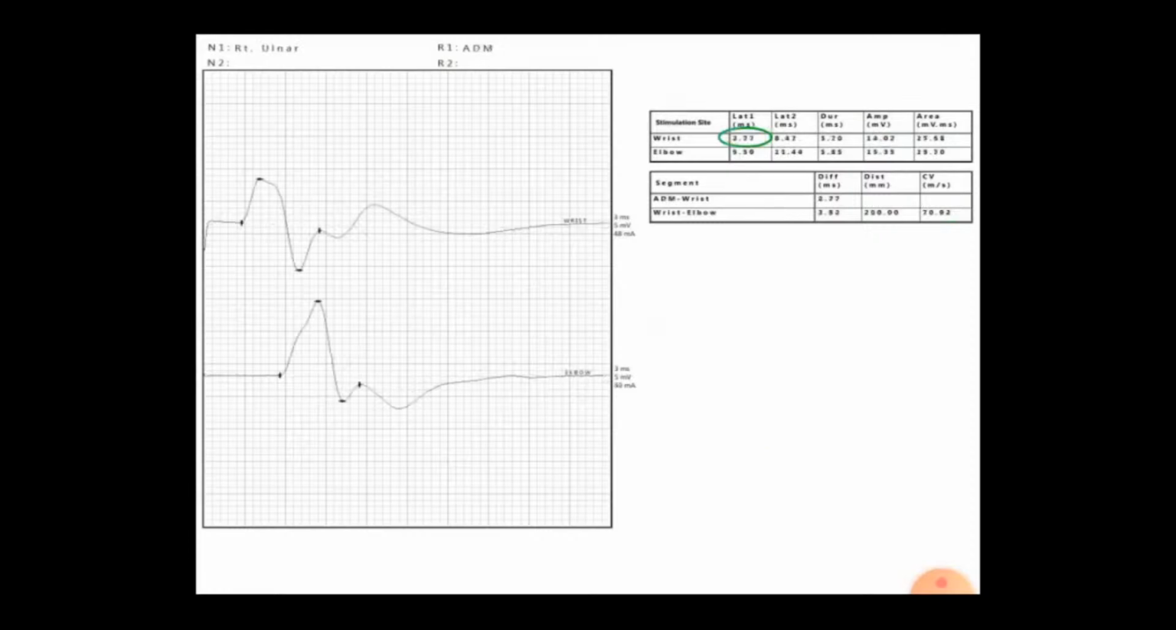Now we have to compare the values of the median nerve along with the ulnar nerve of the same side. Why? Because only latency prolongation in the median nerve is not sufficient to prove that it is carpal tunnel syndrome.